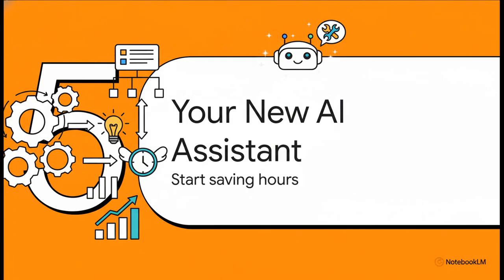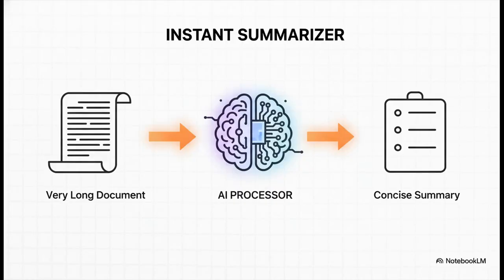So let's bring this back down to earth. This isn't just some cool tech to geek out on. This is basically your new personal AI assistant, and it's ready to build tools that can start saving you real, actual hours, like this week. For example, you could build an instant summarizer. Imagine an app where you can just paste in a link to a super long article or a dense report, and bam, you get perfect, clean bullet points back. Think of all the reading time you'd save.